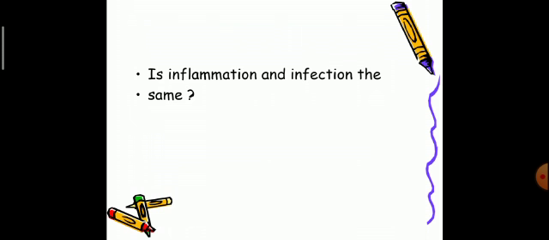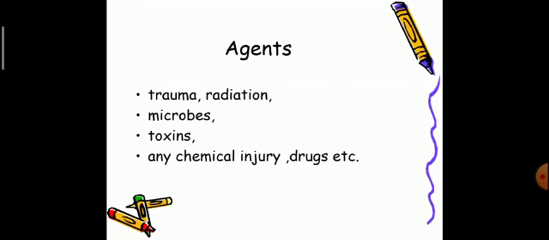Now, are inflammation and infection the same? No. Inflammation can occur in non-infectious conditions also. Infection is a microbial infection by bacteria or viruses. But inflammation can be due to non-infectious conditions also. So it is not the same. Which are the agents that can cause inflammation? These are trauma or radiation, and microbes. Microbes can be bacteria, virus, fungi, toxins, any chemical injury, drugs, etc.